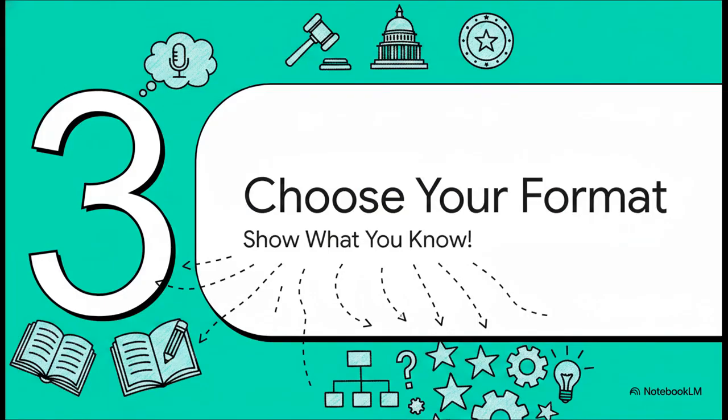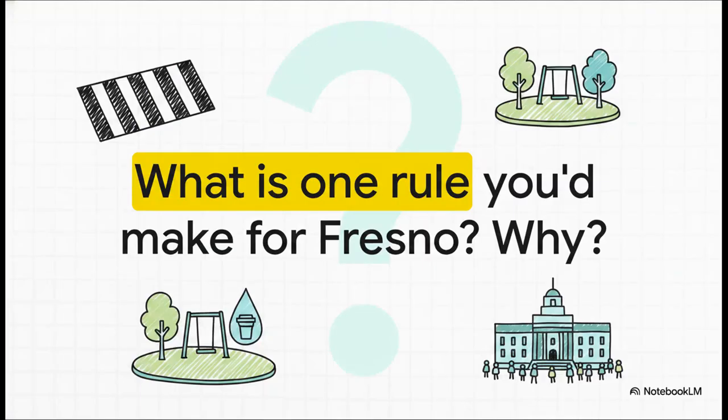Section 3. Choose your project format and show what you know. Now, I'm going to give you a little bit of wait time to think really deeply about your own neighborhood. If you were sitting on the city council, what is one rule you would want to make for Fresno, and why? Maybe it's a rule about building safer crosswalks near your school, or creating more public parks, or ensuring clean water access. Think about what would genuinely help your community thrive.